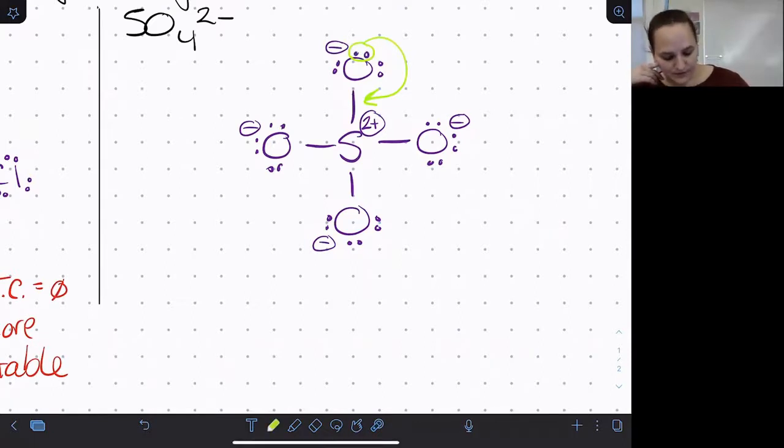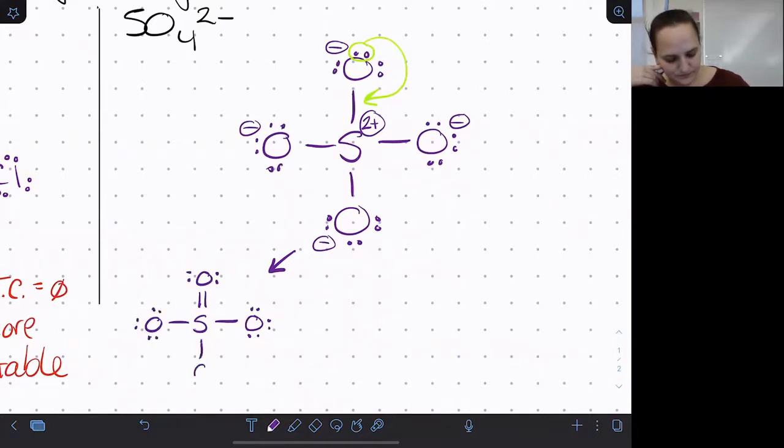So if we move one pair of electrons, we will get a double bond from that top oxygen. We have not changed anything about the electron arrangement of the left, bottom, and right oxygen atoms, so those formal charges stay the same.